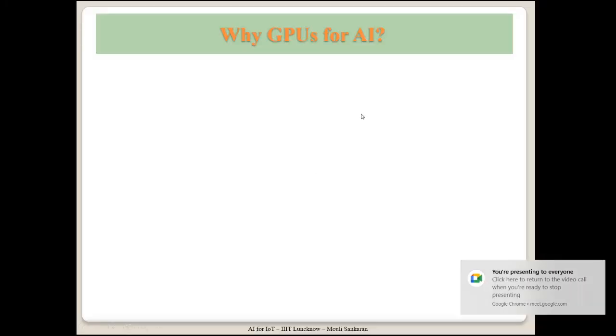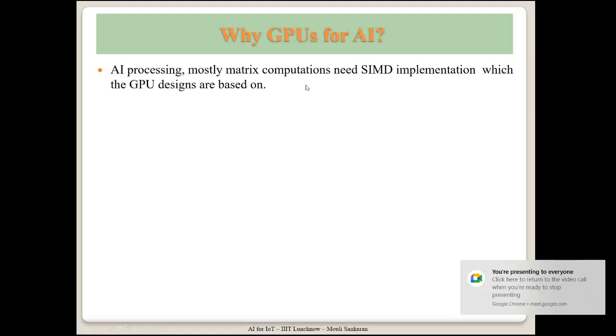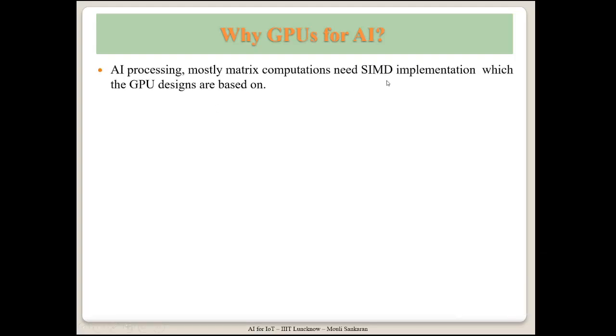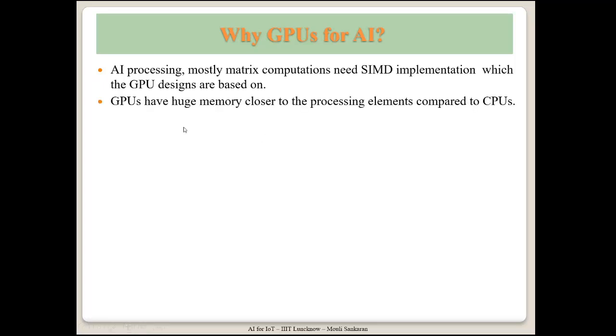So why GPUs for AI? Now I'm coming to the point. AI processing, mostly matrix computations, needs SIMD implementation, which the GPU designs are based on. Okay, as I explained to you, GPUs have huge memory closer to the processing elements compared to CPUs. Okay, we bring memory closer to the GPUs.